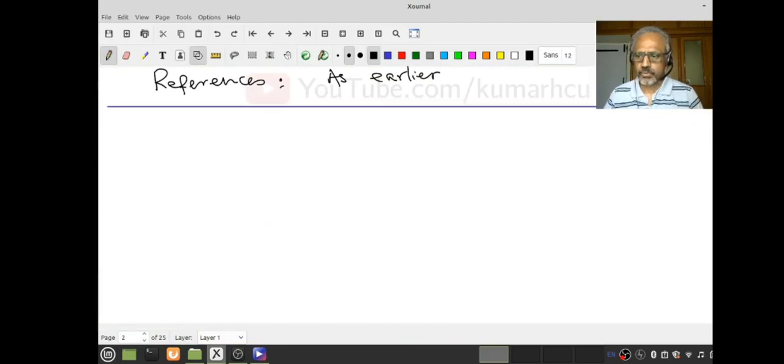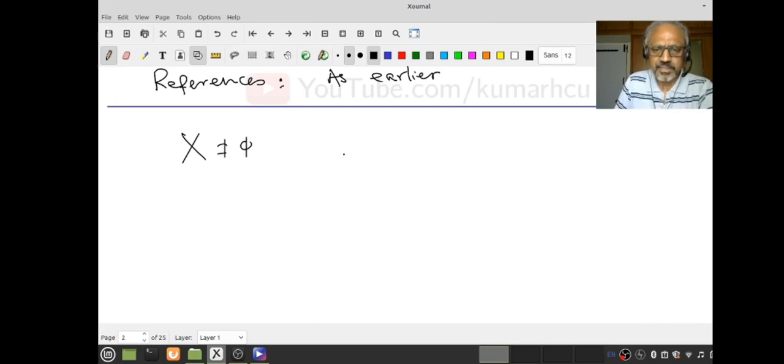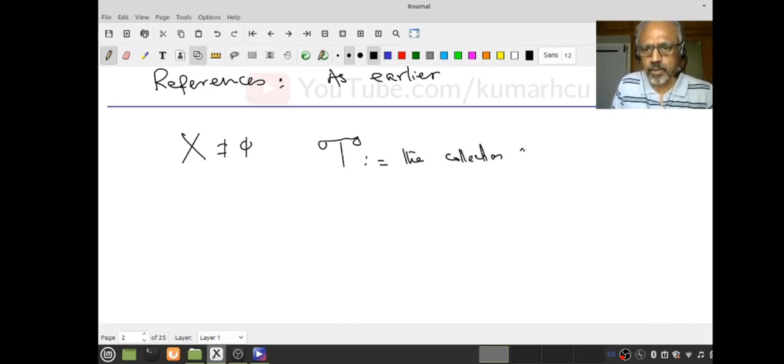So let X be a set. Of course, as usual, we'll assume it's a non-empty set. I do not know a good notation here. Let this be the collection of all topologies on X. Notice that this collection is non-empty.